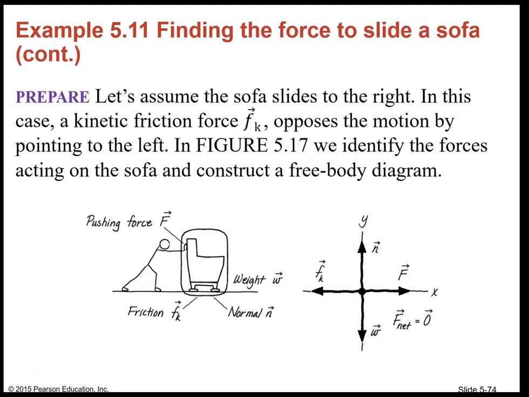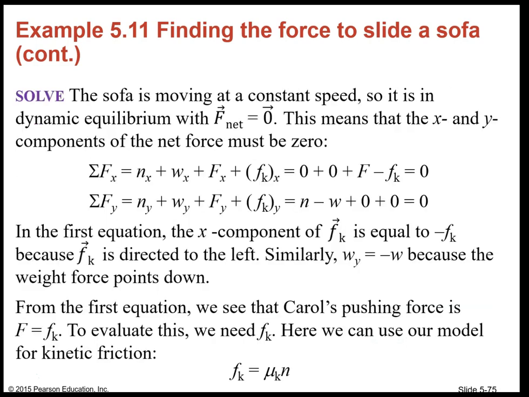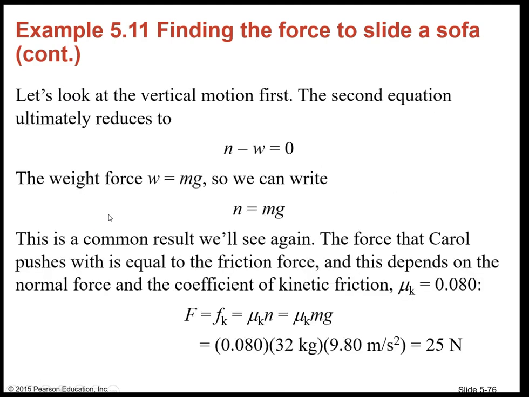Okay, now we've got our free body diagrams. We know that the net force in the x direction and the force in the y direction has to be 0 because she's moving at a constant speed. Now, we know that the normal minus weight is 0. Okay, so weight is mass times gravity. So normal is equal to mass times gravity. Okay, so we're going to figure out the force applied, using Fk is equal to mu k N.